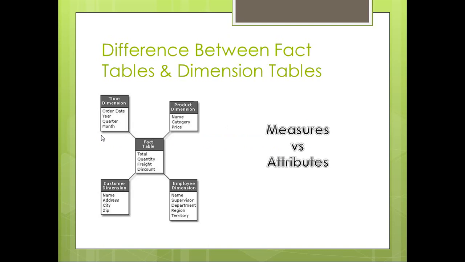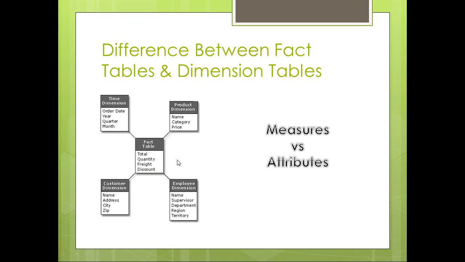Okay, so let me get back to some more theory. So what is the difference between fact tables and dimension tables? Once again, fact tables don't have any data about the business processes they track. They only contain statistics like totals, quantities, discounts. These are numeric quantities that are either ratios, percentages, and amounts.